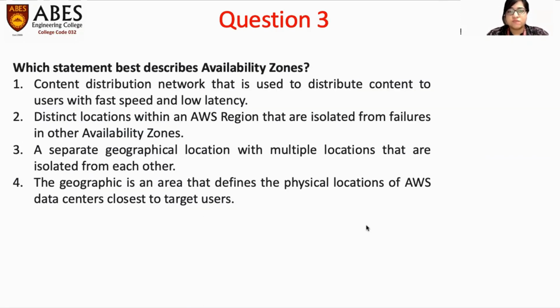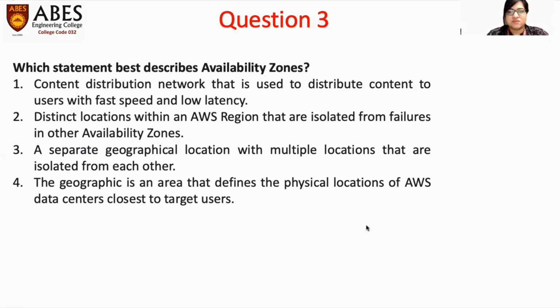Which statement best describes availability zones? Four options are available here, and the best answer is the second option, that is, distinct locations within an AWS region that are isolated from failures in other availability zones.